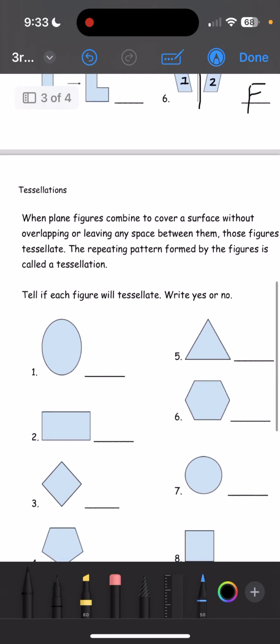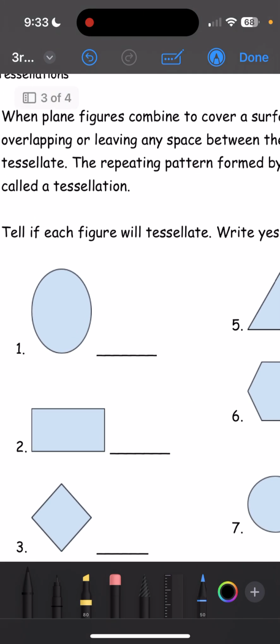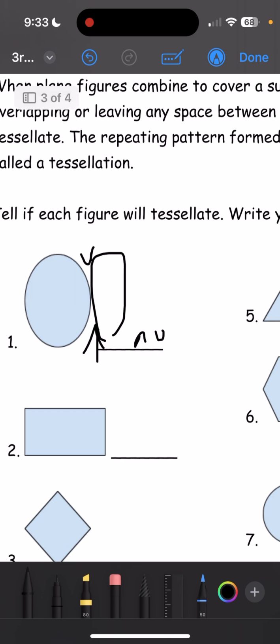Tessellations. When plane figures combine to cover a surface without overlapping or leaving any space between them, those figures tessellate. The repeating patterns formed by the figure is called a tessellation. Tell if a figure will tessellate, yes or no. Okay, so number 1, we have an oval right here. If an oval is put right next to it, there's a gap right here. Also right here, so no, it will not tessellate.